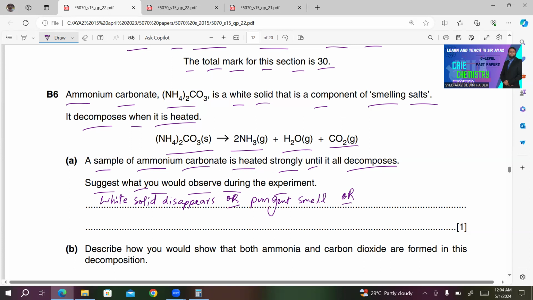Or, for water produced in the gas state, there must be condensation happening here. Due to this condensation, you are getting H2O gas. Or you can even write, for carbon dioxide, colorless droplets. These are of carbon dioxide.